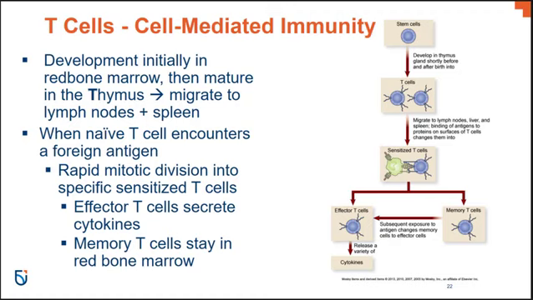Effector T cells are going to secrete a variety of different cytokines. Cytokines are a very broad category of proteins that are involved in cell signaling. And then finally, memory T cells, these will remain in the red bone marrow until they produce additional effector T cells when needed. So here are the memory T cells producing additional effector T cells when needed.